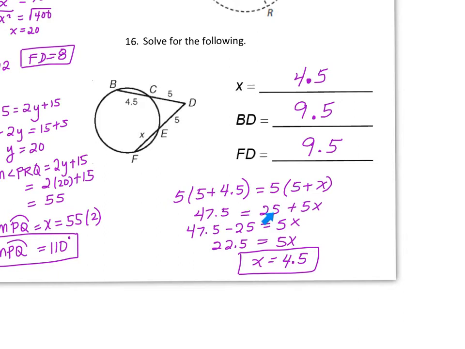So 5 times 5 is 25. 5 times X is 5X. Subtract the 25. 22.5 equals 5X. Divide by 5 on both sides. X equals 4.5. That was the first part of it.